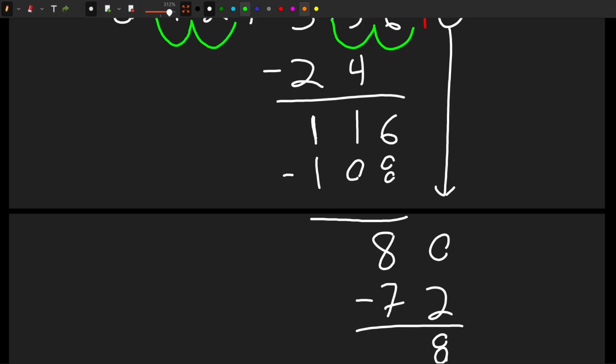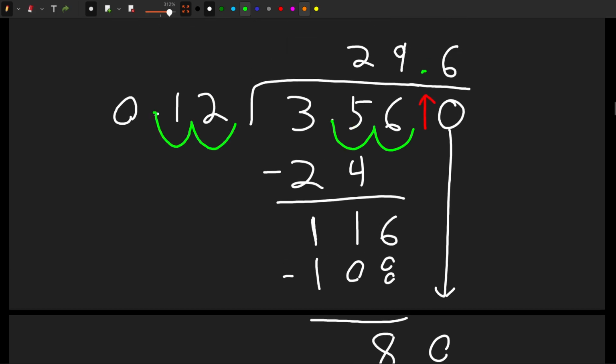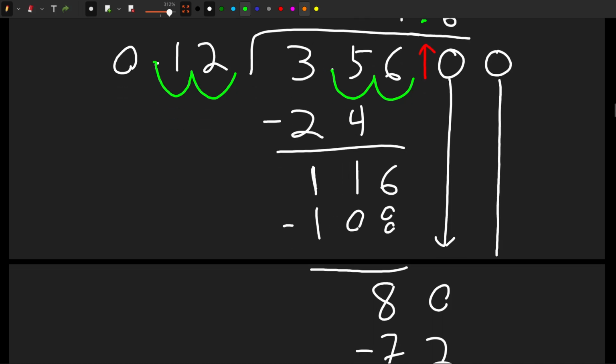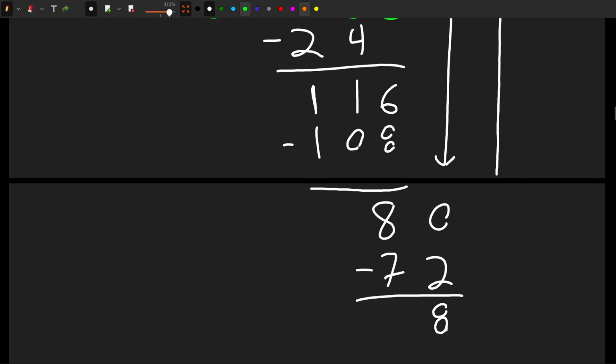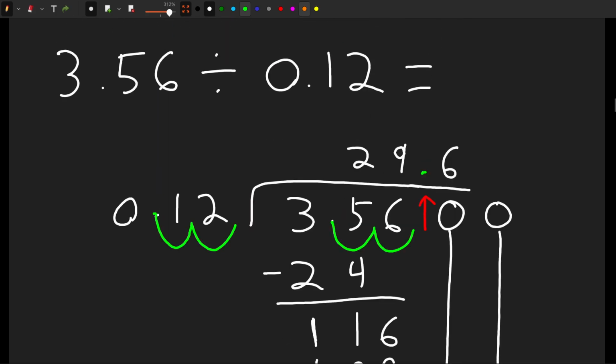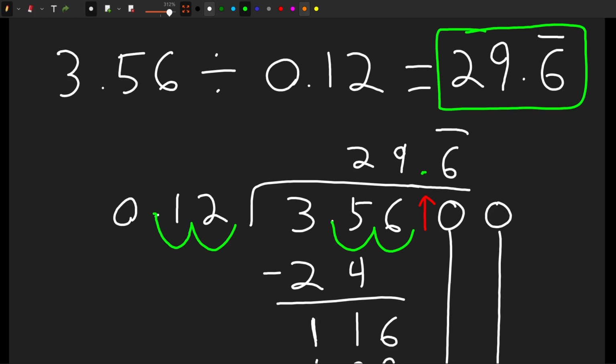Okay, now what we notice here is this pattern keeps on going. I'm going to add another 0. I'm going to bring this all the way down. I'm going to get another 80. Now, we don't want to keep repeating this pattern, so what we do instead is we simply put a bar over this 6 to say that it's repeating. And so in this case, my answer for this problem is 29.6 repeating. Okay, and that's division.